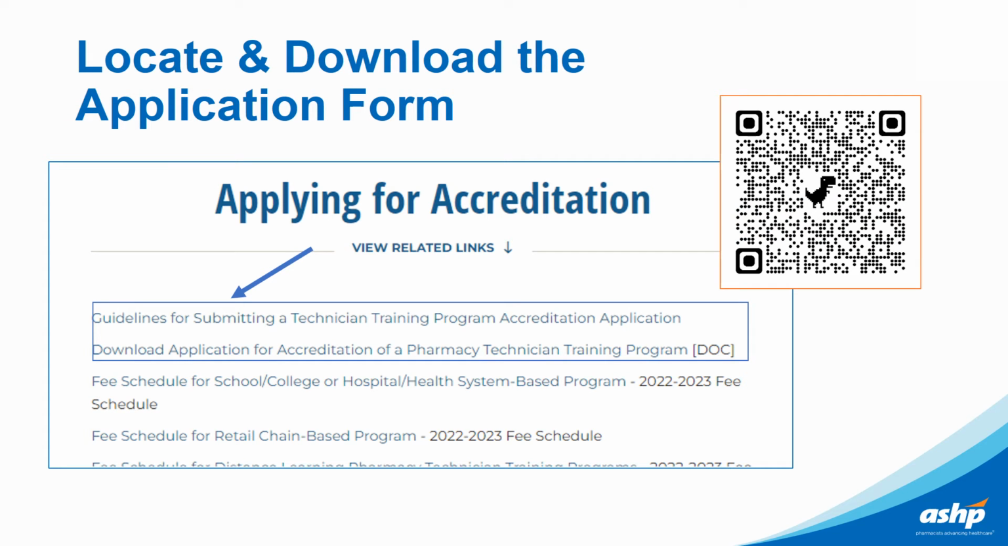To find the application form, you should go to the main Pharmacy Technician accreditation page, as mentioned previously. Once there, locate the Applying for Accreditation link halfway down and on the right. This section of the website contains the guidelines for submitting a technician training program accreditation application, the application form, and the fee schedules for the various program types. Please note this website may look different in the future than the image on this slide, but the same information will always be available.